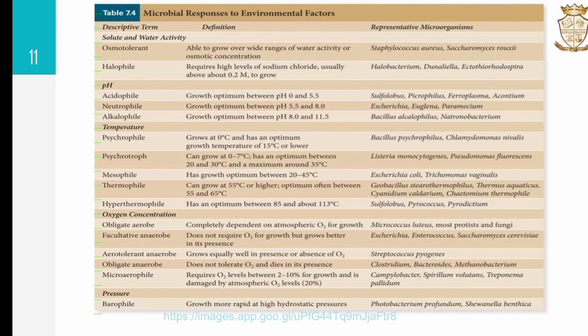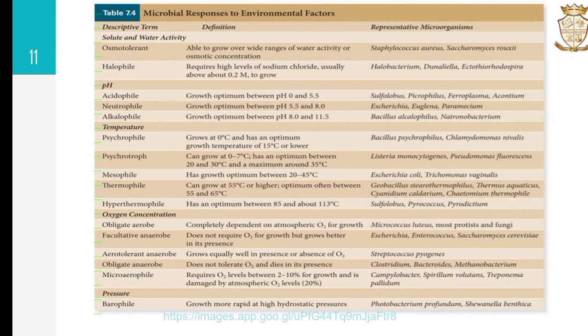The second one is psychrotrophs. They can grow at 0 to 7 degrees Celsius and have an optimum between 20 to 30 degrees Celsius and a maximum around 35 degrees Celsius. An example is Listeria monocytogenes. The third one is mesophiles. They have a growth optimum between 20 to 45 degrees Celsius. Examples are Escherichia coli and Trichomonas vaginalis.